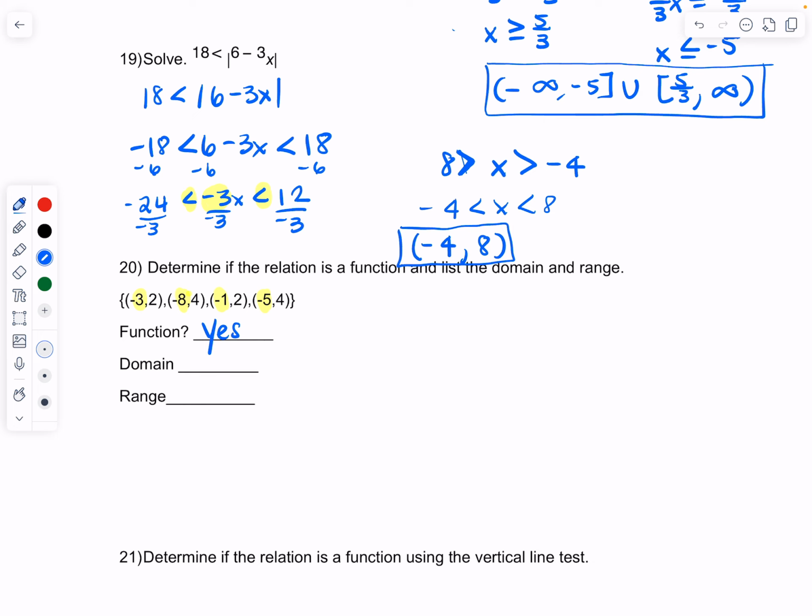Now the domain is all possible x values. So we're going to do -3, -8, -1, and -5. So those are my domain. My range is my y values. So when I look at this, I get 2, 4, 2 and 4 are repeating again. So I just have to list them once. So the range is 2 and 4. Okay, so I'm done with that question.